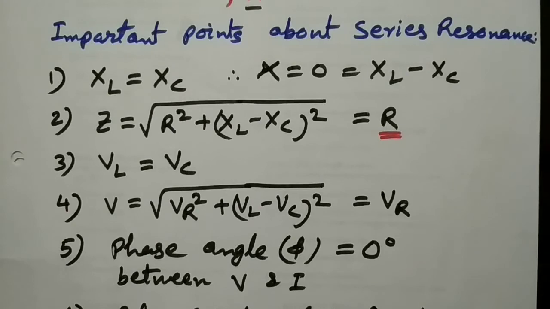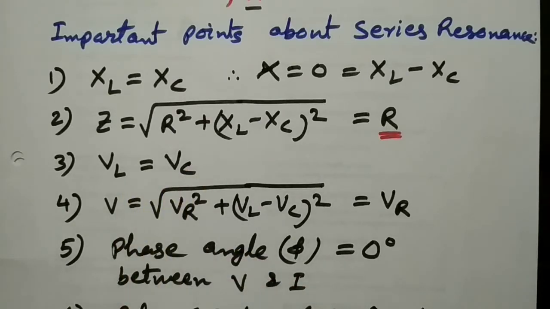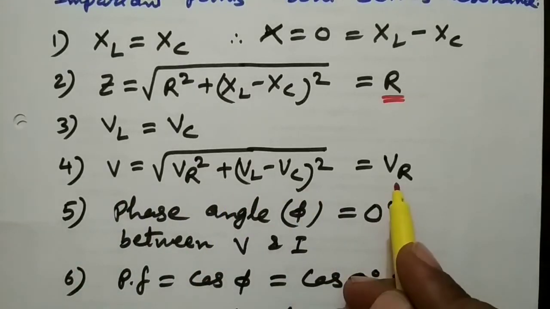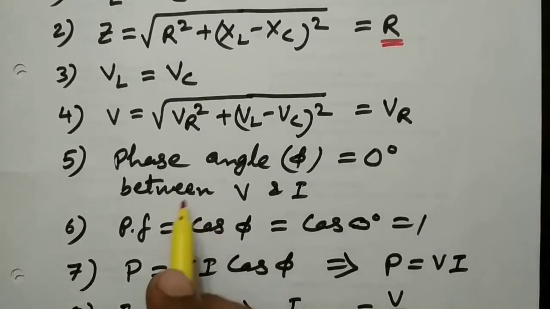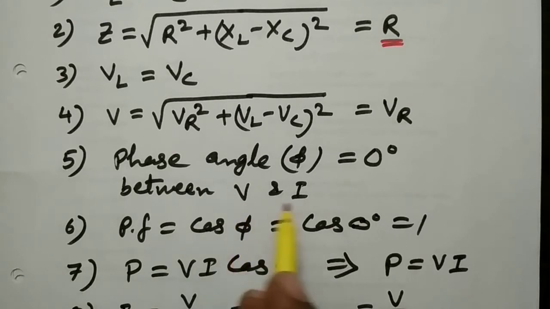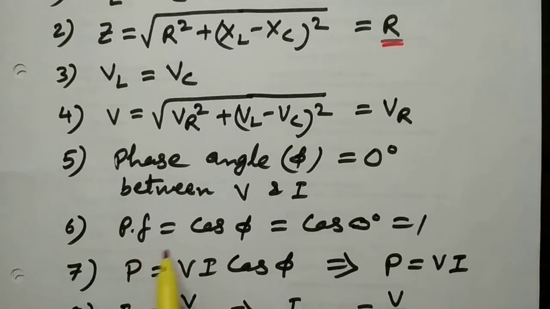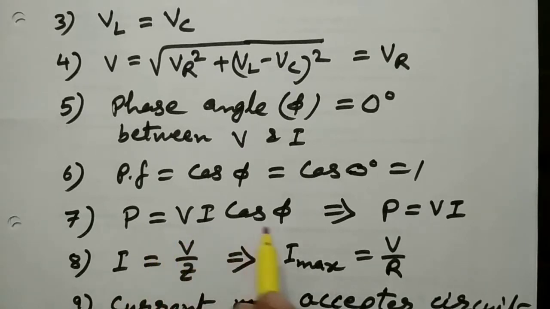And as XL is equal to XC, VL will be equal to VC. Therefore, the supply voltage will be equal to the voltage drop across the resistor. And so the phase angle between the supply voltage and the circuit current will be 0. As a result, the power factor of the circuit will be unity. So the maximum amount of power will be transferred to the load and it will be equal to V into I only.